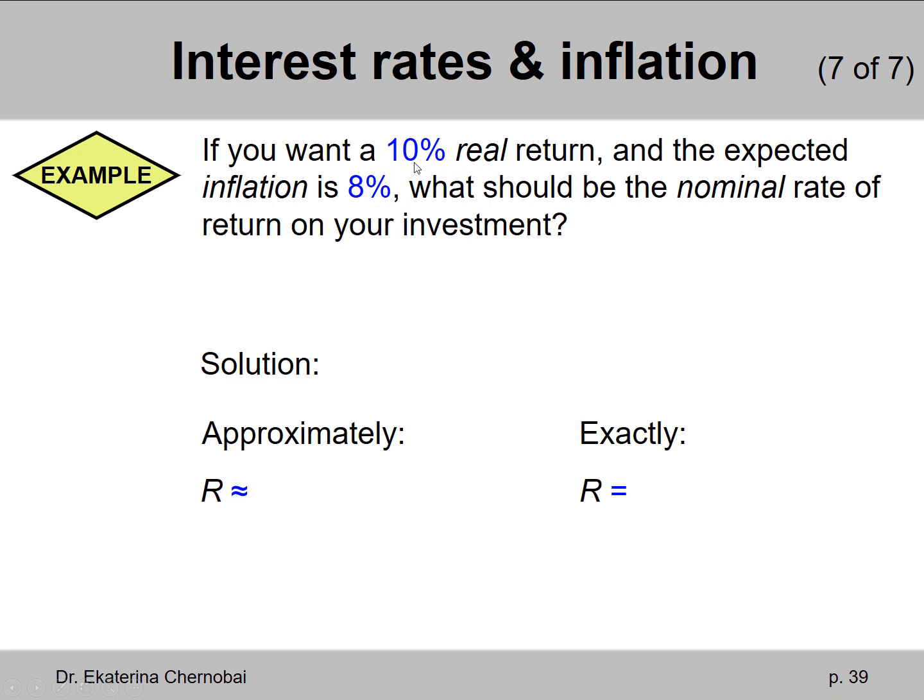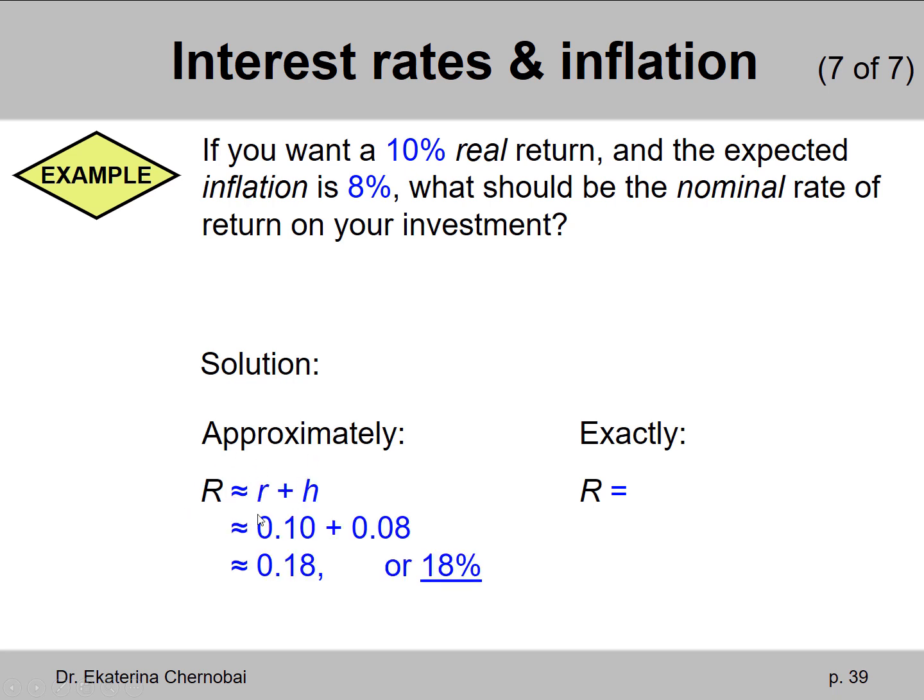Let's look at another example. You want a 10% real return. You expect inflation to be 8%, and the question is, what should be the nominal rate of return on your investment, right? So what should be the nominal rate of return so that your real return is 10%, considering the 8% expected increase in the cost of living? So here, 10% is the real return, and we need to find the nominal rate. So it's the capital R that we need to solve for.